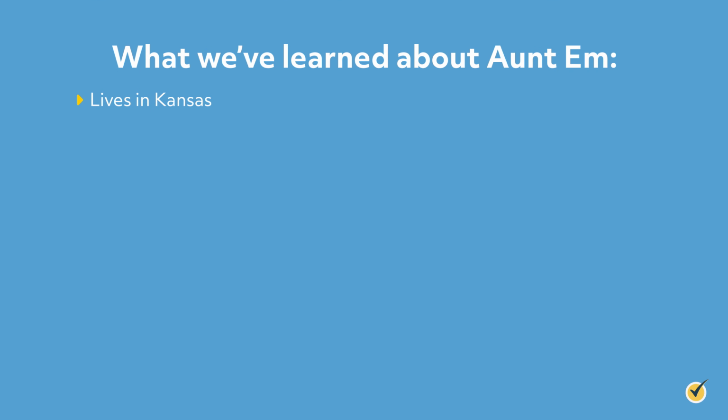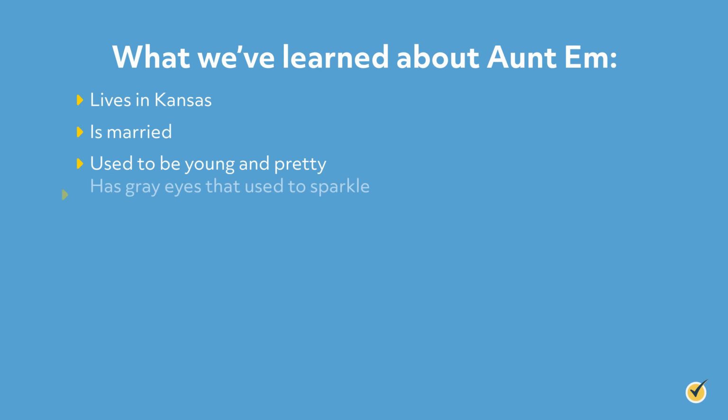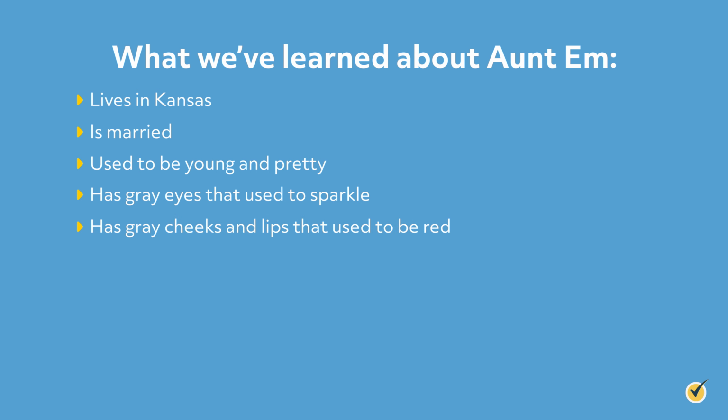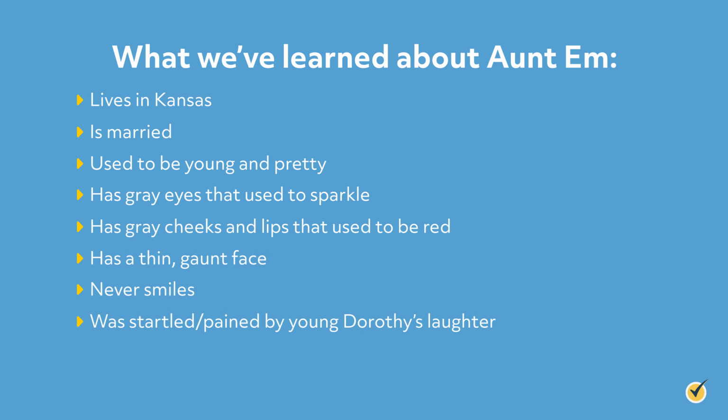She lives in Kansas, is married, used to be young and pretty, has gray eyes that used to sparkle, has gray cheeks and lips that used to be red, has a thin, gaunt face, never smiles, was startled or pained by young Dorothy's laughter, and is surprised that Dorothy can find anything to laugh at. Looking at our list, we can see a pretty sad portrait being painted of Aunt Em. A lot of our bullet points focus on the change that has happened in Aunt Em.